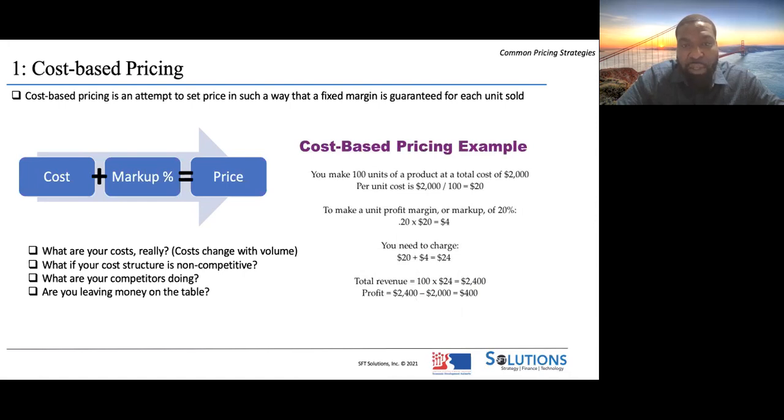So here's an example. You make 100 units of a product. It costs you 20 bucks each. So your total cost is $2,000. You know that you want to make a profit margin of 20%. So that's $4 per unit. So you need to charge $24, which is $20 in cost, $4 in profit. That's $24. Your total revenue is $2,400 and your profit is $400. Simple enough, right? This is probably the most common pricing strategy.